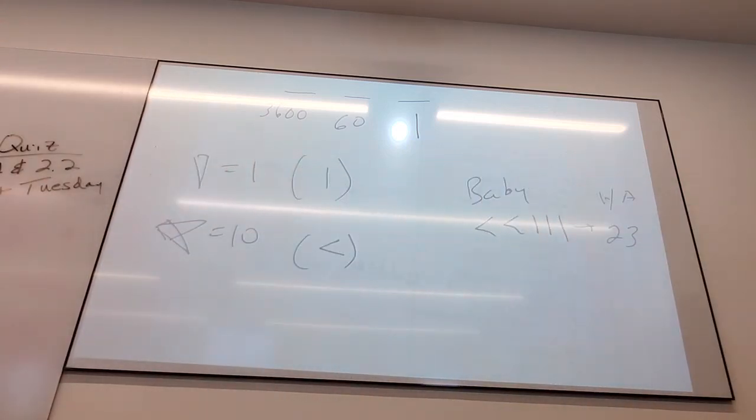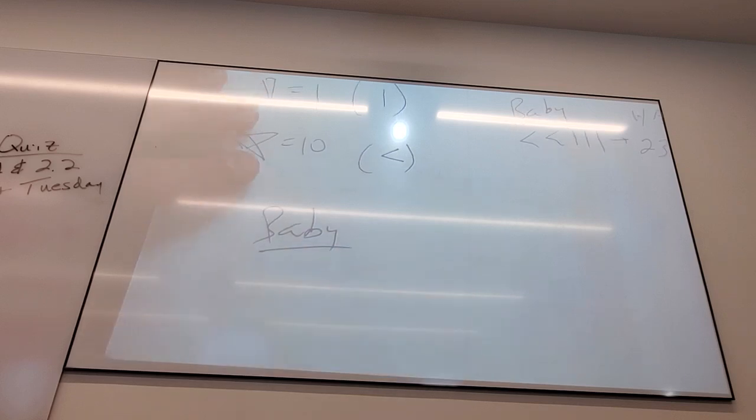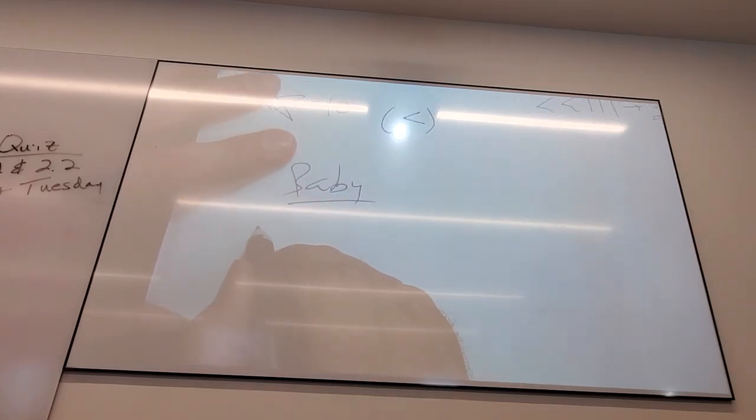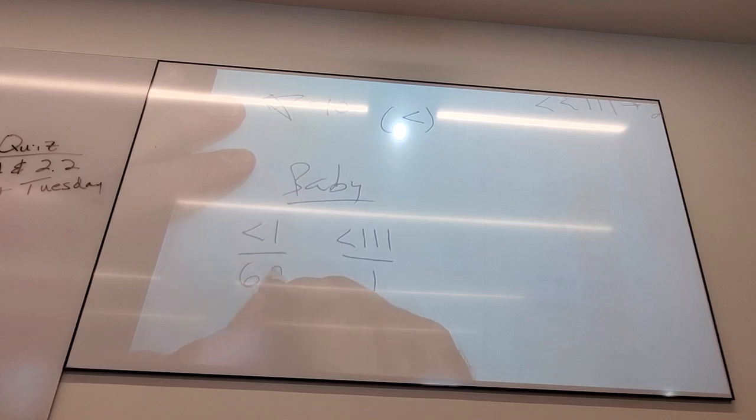So let's analyze this Babylonian number. Here's a number in Babylonian. Okay. Can anyone tell me how many places there seem to be? 2. Beautiful. What places are they? 1 and 60. Okay, let me stop for a minute.